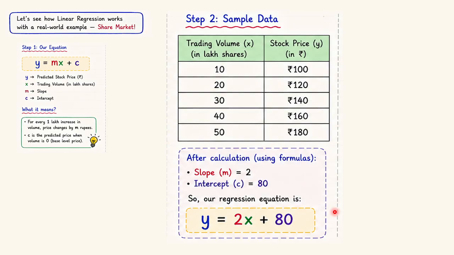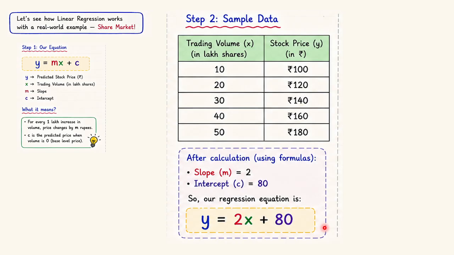So let's take the first data point, this one. x is equal to 10 and y is equal to 100. Now we put these values into the equation. So 100 is equal to 2 into 10 plus c. So we calculate the c value, and finally we get c is equal to 80 by doing this simple calculation. So finally our intercept is 80.